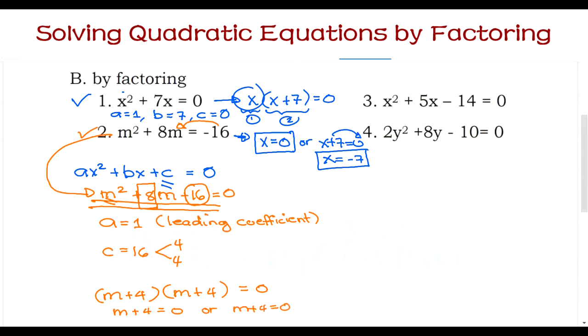So, anong ibig sabihin nun? M is equal to negative 4. So, you may want to write m is equal to negative 4. If you want to write multiplicity 2, ibig sabihin dalawang beses siya.